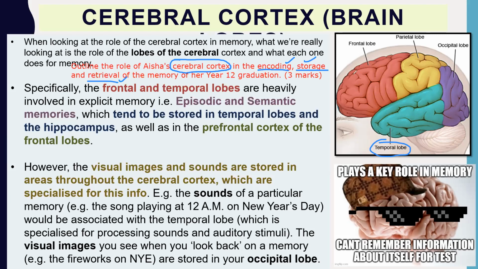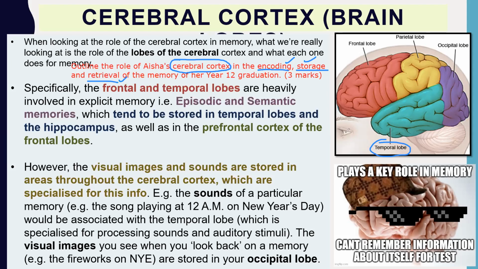And then when it's retrieved, obviously storage and retrieval go hand in hand. So when it's retrieved, it would also be retrieved from the frontal lobe and would come into Aisha's conscious awareness. So she's consciously thinking about it now. Because remember, we said that usually whatever's in your long-term memory is not in your conscious awareness until you think about it and you bring it back into your short-term memory or back into your conscious awareness.